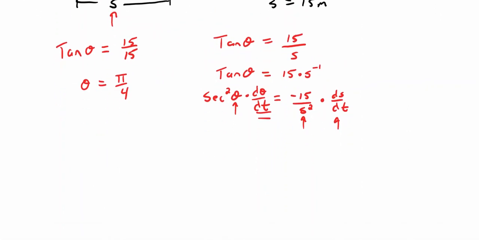Okay, so we're good to go now. So let's plug it in. I'm going to rewrite secant squared theta as 1 over cos pi over 4, squared, times d theta dt, is equal to negative 15 over s squared, and s squared was 15 squared, and then ds dt was negative 0.55.